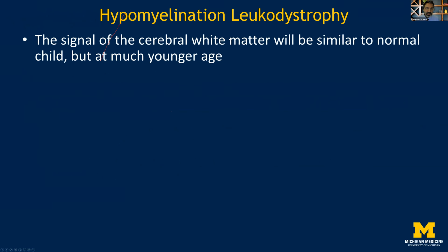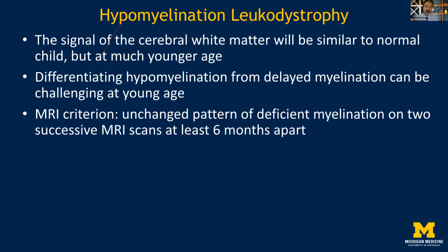So, starting with a hypomyelination leukodystrophy. The signal of the cerebral white matter in hypomyelinating disorders is similar to a normal child, but at a much younger age. This is a child that is in his 3rd or 4th year of age, but his myelination milestones are similar to someone who's in the 1st or 2nd year of age.